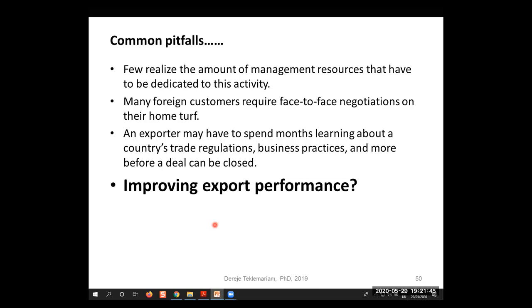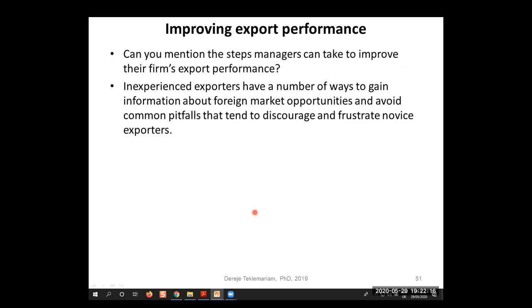Improving export performance is a key question. It's not only for Ethiopia, it is a global question. Please bear in mind that almost all countries are debating this and exerting their effort to the maximum possible stage on improving export performance. How can we improve export performance is a global question. Can you mention the steps managers can take to improve companies' export performance?